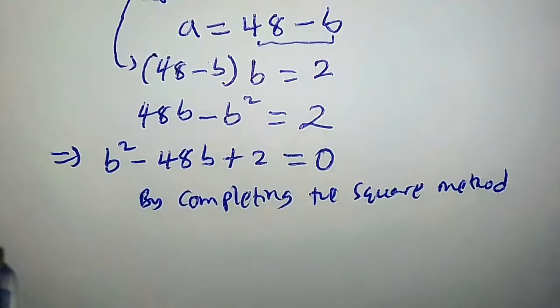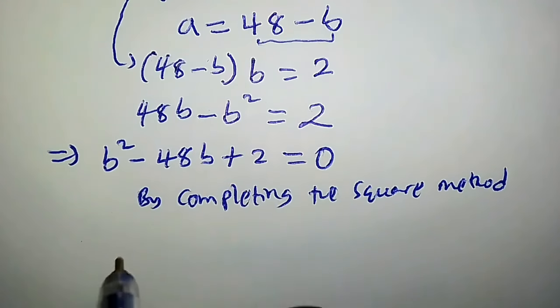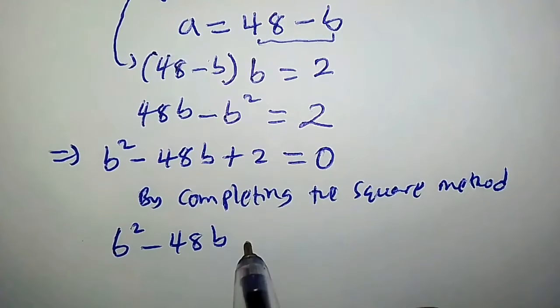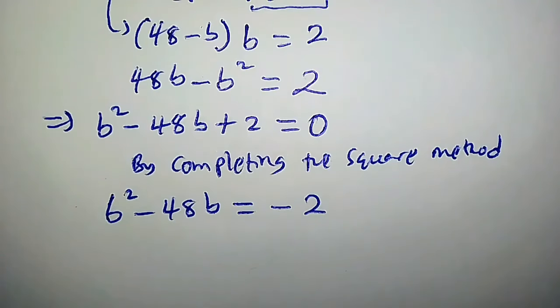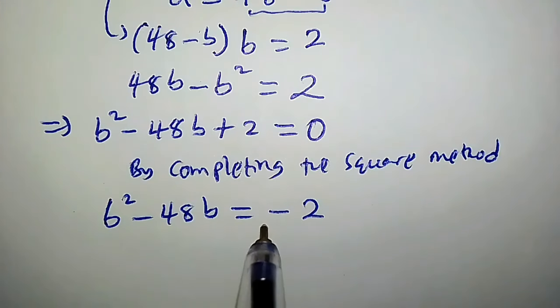The first thing we are going to do is to transfer this constant to the right hand side. So we have b squared minus 48b equal to minus 2. Now, let us add half of the coefficient of b and at the same time square it to both sides.